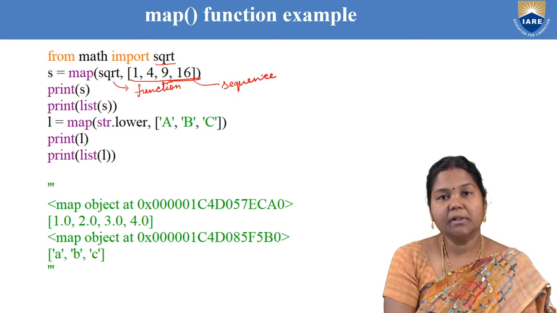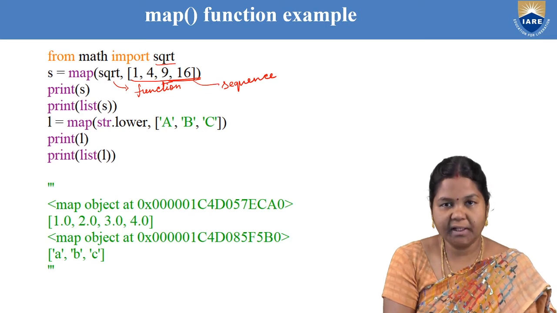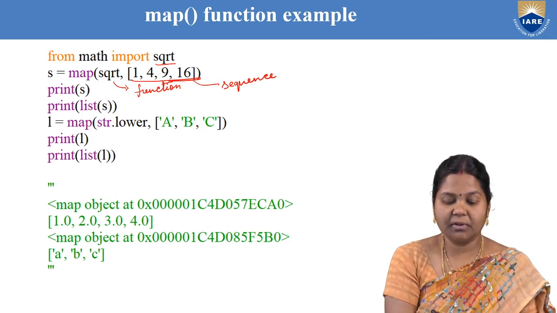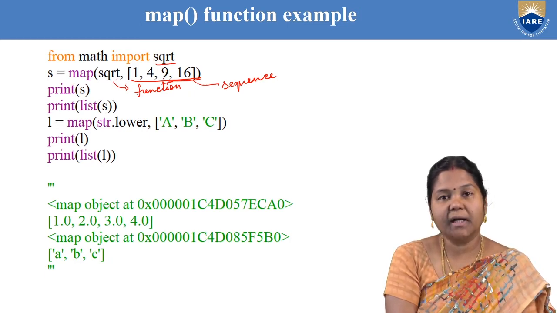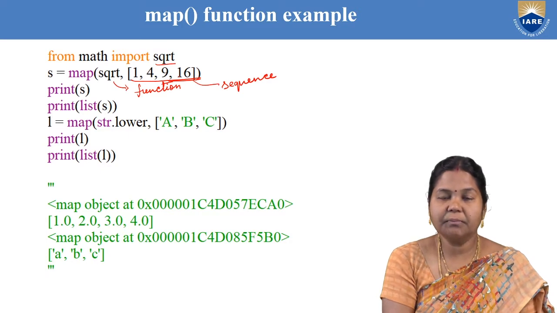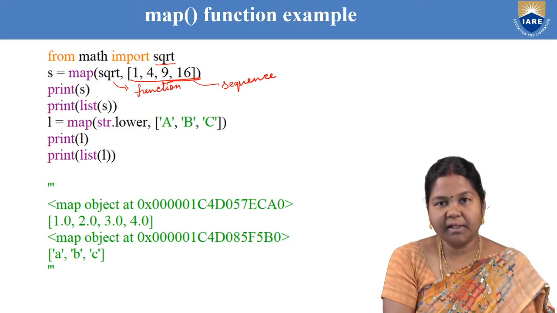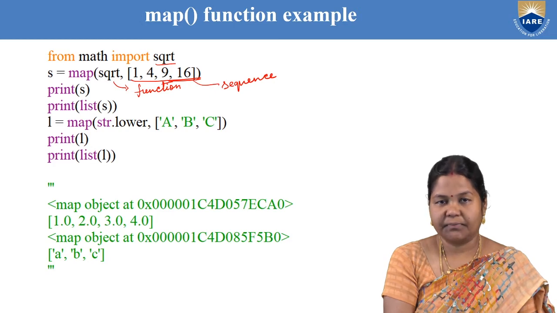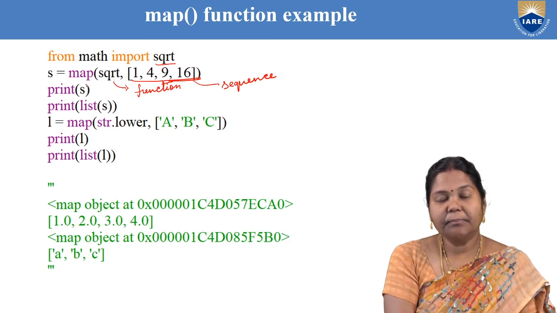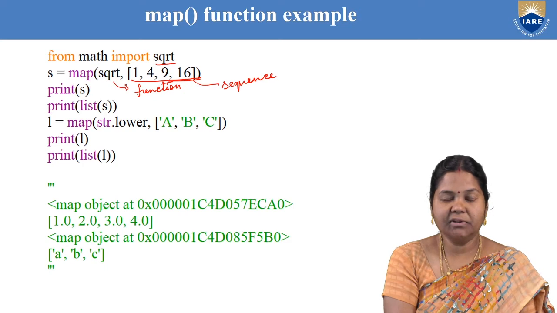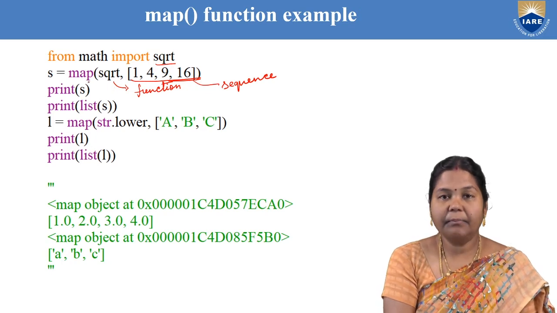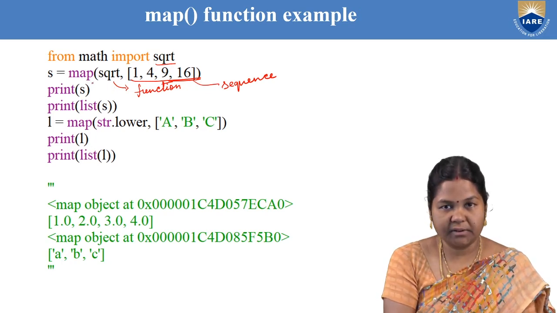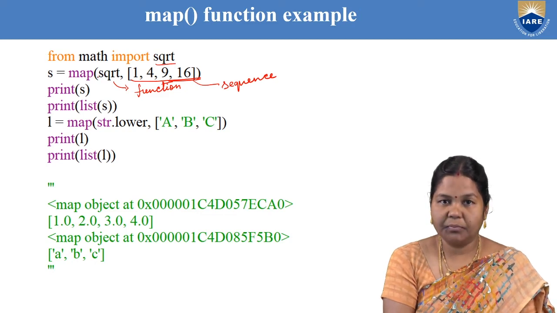It will find the square root of each and every element present in this sequence or list. So, it will find the square root of 1, square root of 4, square root of 9, 16 and so on. The function will be executed for each and every element of the list. The map function is doing one-to-one mapping, applying the function to each and every element of the list. After computing the square root of every element, the map function returns an iterable object, a map object.